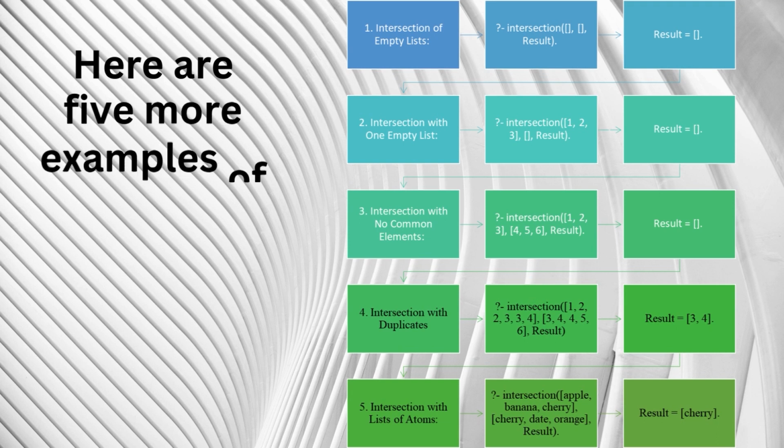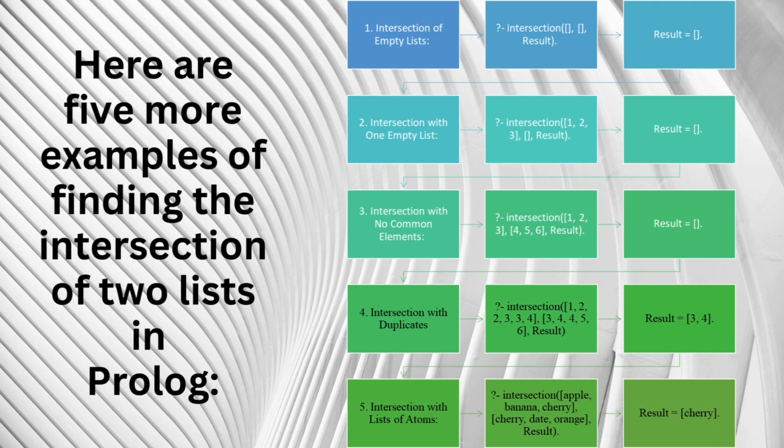Certainly, here are 5 more examples of finding the intersection of two lists in Prolog. First, intersection of empty lists. The query will be intersection of empty list, empty list, comma result. The result will be an empty list. Second, intersection with one empty list. You query intersection of 1, 2, 3 in one list, comma empty list, comma result. The result will be an empty list.